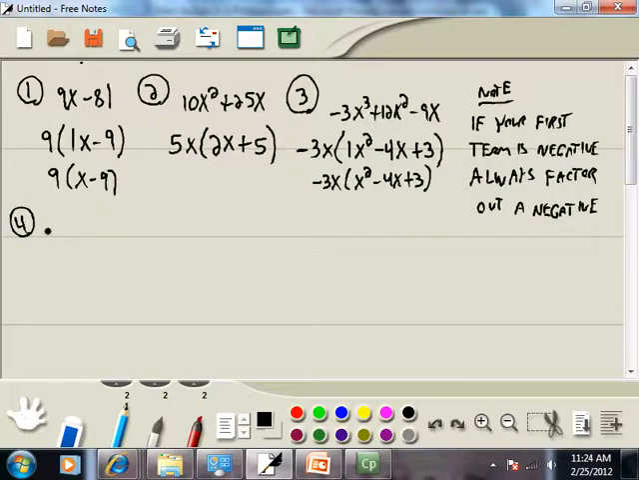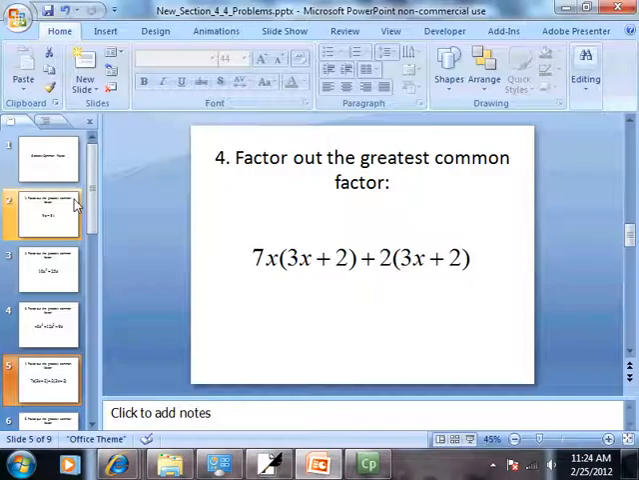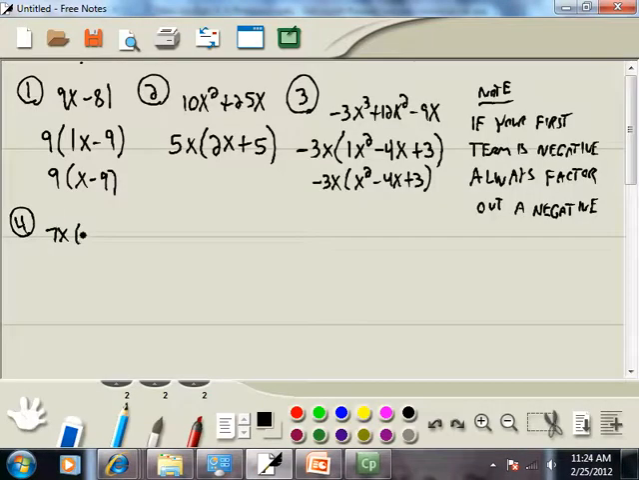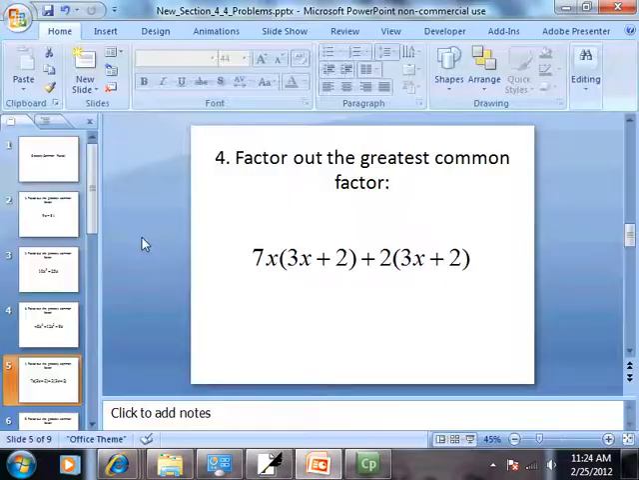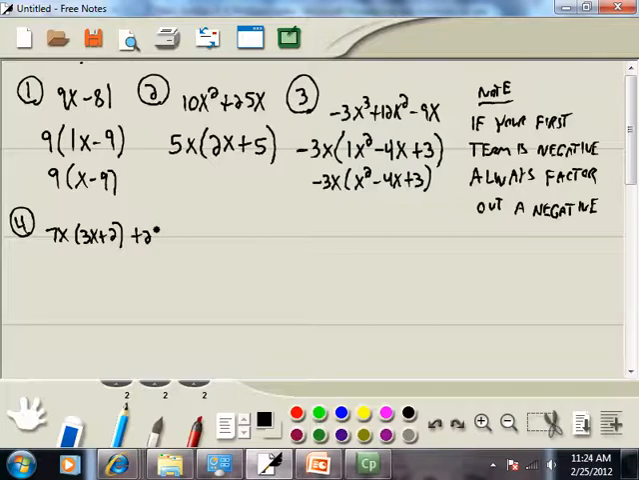Let's look at our fourth example. We've got 7x times 3x plus 2, plus 2 times 3x plus 2. Now this is the greatest common factor. That does not say that they have to be a number. That does not say they have to be an x to a power. You can have anything in common. In this particular problem, notice how they both have a 3x plus 2 inside of parentheses. So I'm going to take that 3x plus 2 and put it out in front.